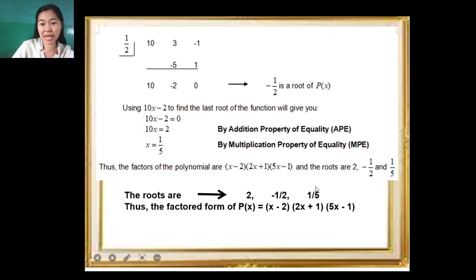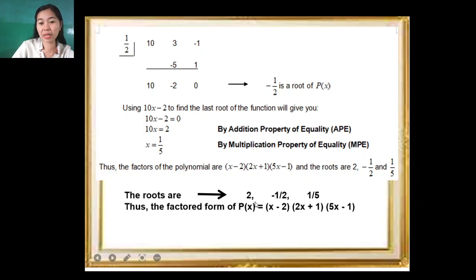So, saan naman nanggaling si 1/5? Nanggaling si 1/5 dun kay 10x minus 2. Wherein, ginuha yung value ng x. 10x is equal to 2. That's why x is equal to 1/5 by dividing both sides by 10.